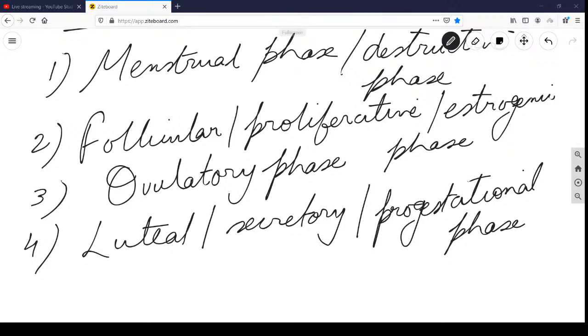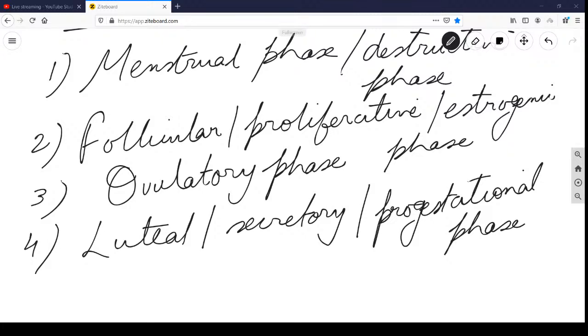Okay. So there are two ways to go about it. Two ways to discern the menstrual cycle. The number one way, the way I like to do it, is to put it in terms of the synthesis of the endometrial lining, the stratum functionalis, that specific lining.